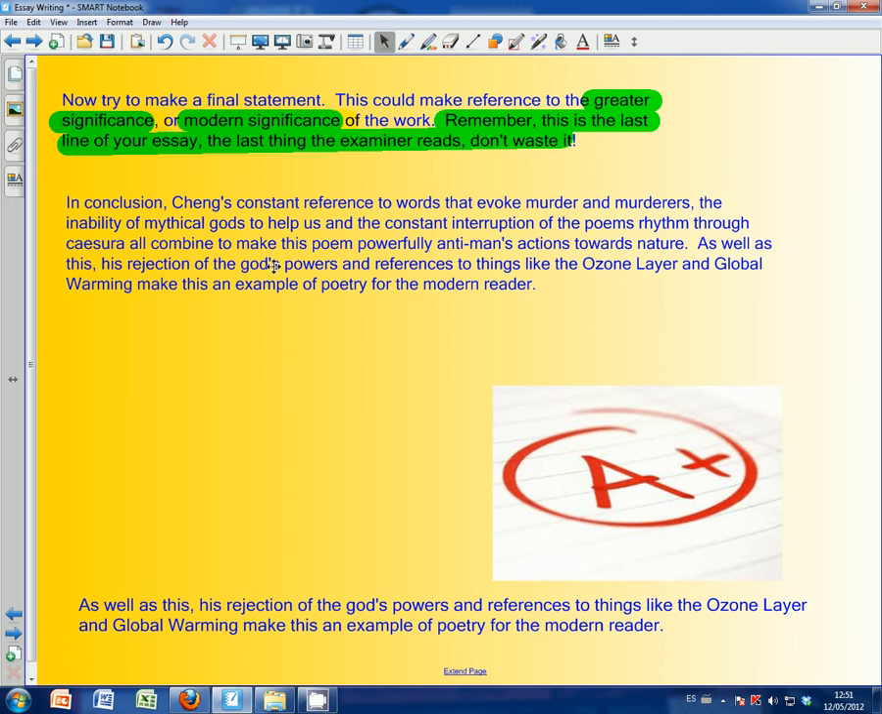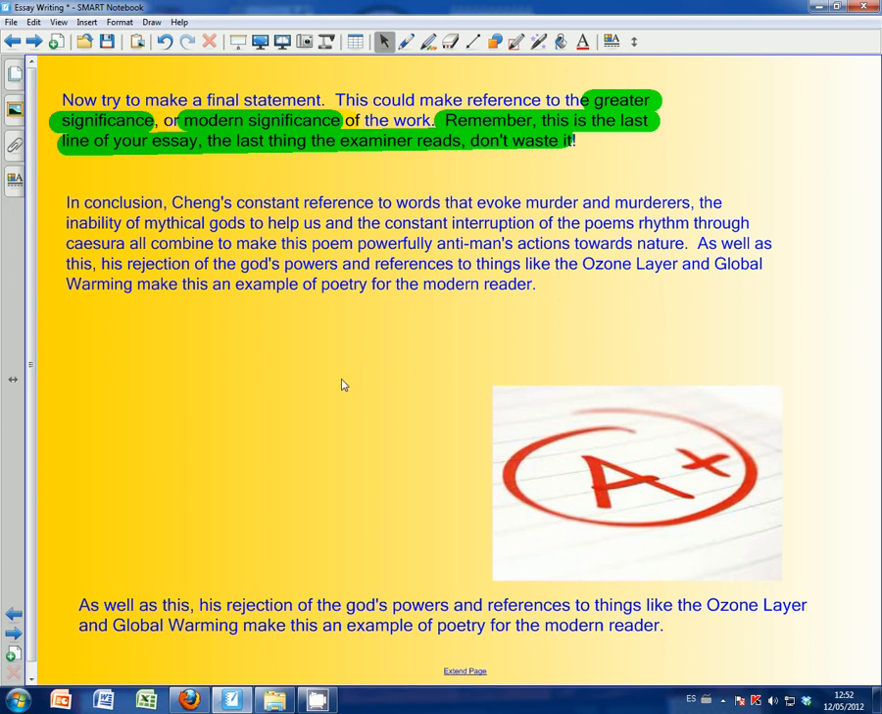So let's have a look at the whole conclusion now. In conclusion, Cheng's constant reference to words that evoke murder and murderers, the inability of mythical gods to help us, and the constant interruption of the poem's rhythm through caesura all combine to make this poem powerfully anti-man's actions towards nature. As well as this, his rejection of the gods' powers and references to things like the ozone layer and global warming make this an example of poetry for the modern reader. Okay, so very simple tips, but hopefully they will help you with regards to writing a much stronger essay and a much more focused essay.